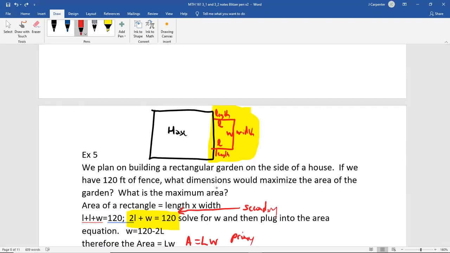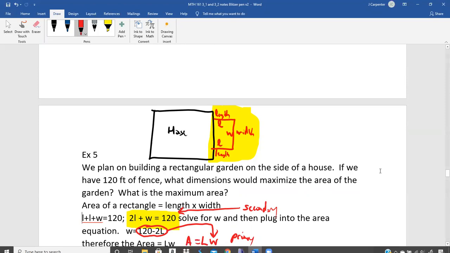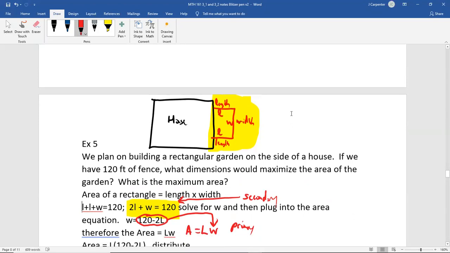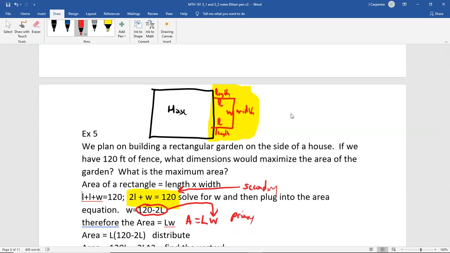It's right here. So we took this, we subtracted 2L on both sides, and we got our secondary equation. So we take this, and we're gonna plug it in for W. Why W? Because it says W equals. So when we do that, instead of having A equals L times W, we get A equals L times 120 minus 2L.